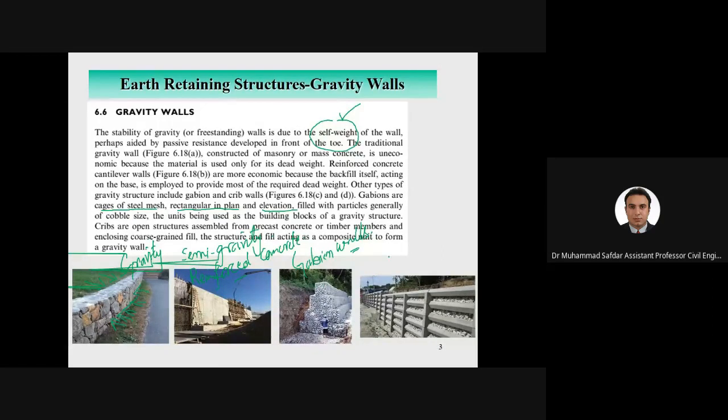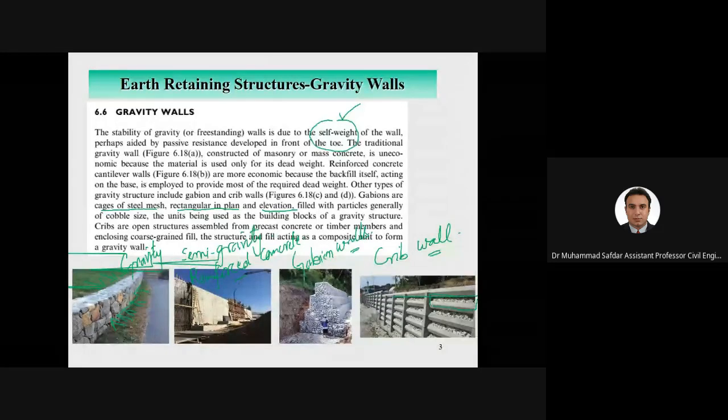There is another type which is a crib wall, and in these cribs these are kind of an open structure, so you can clearly see it's kind of an open structure which are assembled from precast concrete or timber. Members are also used, and they enclose granular materials, and they act as a composite unit to form a gravity retaining wall. So the purpose is to retain the lateral forces which are acted by the backfill material.